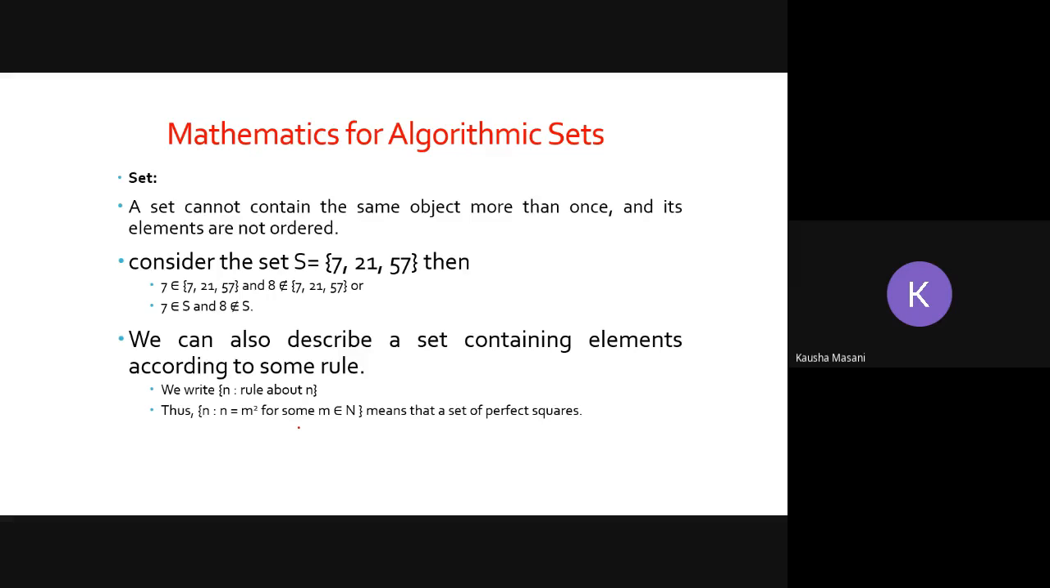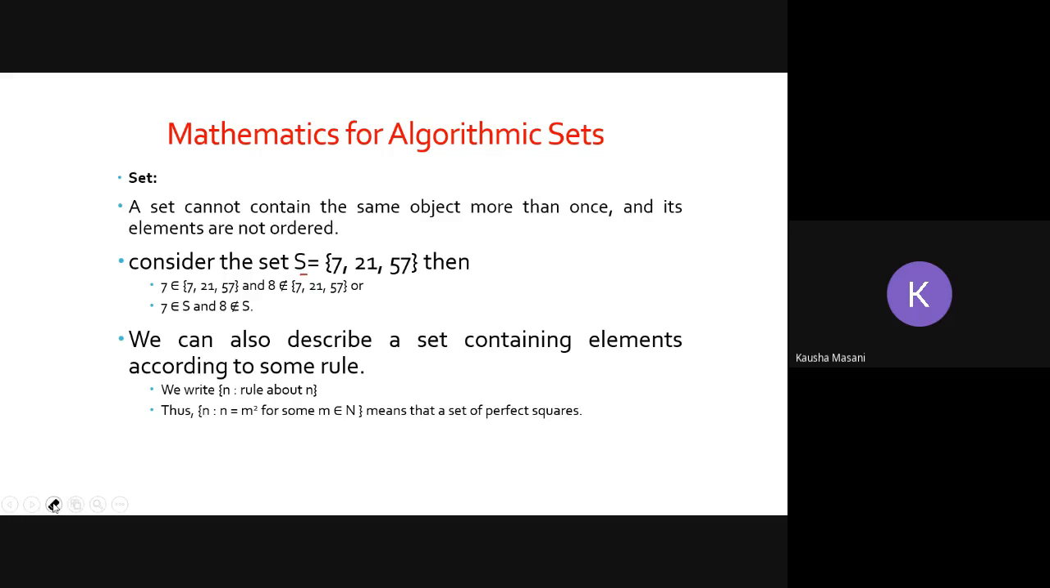Fine. Now see, your set cannot contain the same object more than once. And it is not necessary that elements are always in ordered form. So for example, if we consider this set S, what I'm writing, set S is equal to 7, 21 and 57. So see, these are, you can say, in ascending order, right? 7, 21 and 57.